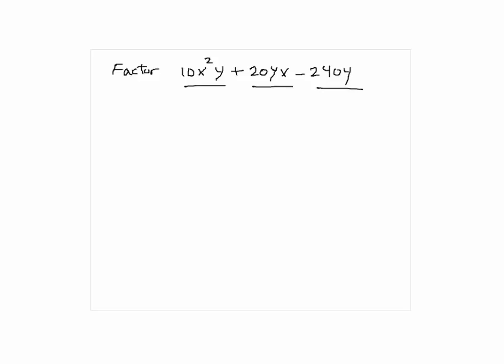You say 5? Y. Well, we do have a y in common. That's correct. Somebody says 2y. Well, yeah. What is the greatest common factor? 2 is a common factor. Yeah, 10. Yeah, 10 is the greatest one, right? 10 is in 10, 20, 240. 10 goes into all of them, right?